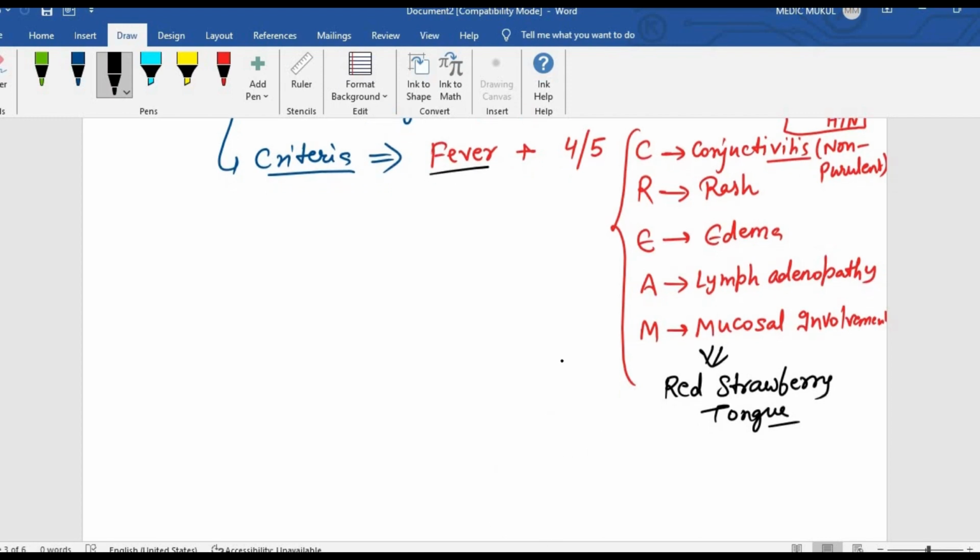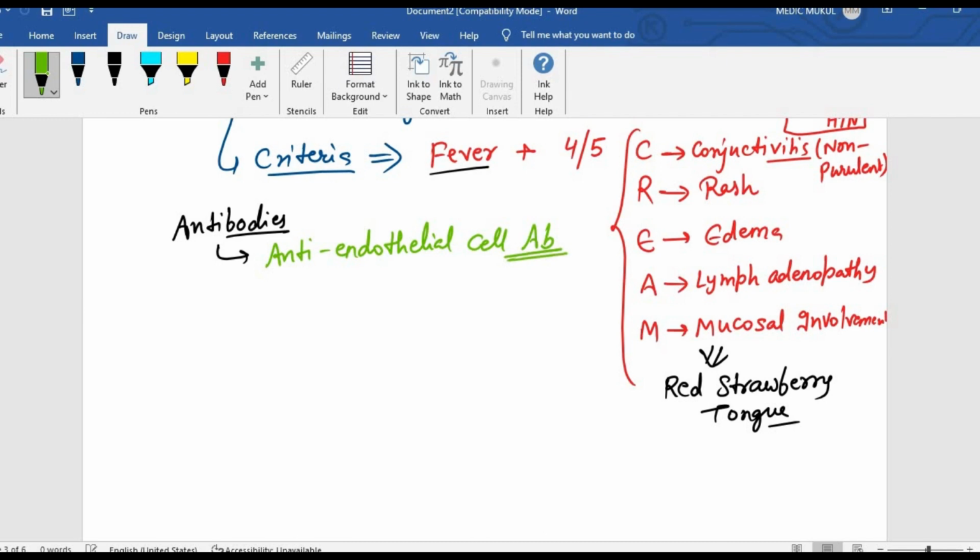Now they can ask you about antibodies as well. They can ask you the antibodies seen in case of Kawasaki disease. So remember, they have the anti-endothelial cell antibody. The anti-endothelial cell antibodies will be seen in case of Kawasaki disease. And in the blood test, platelets will be normal or high. In the blood test, there will be an increase in the platelets.